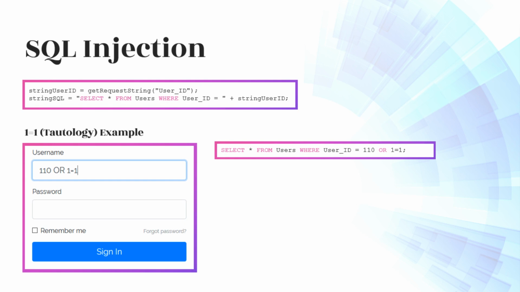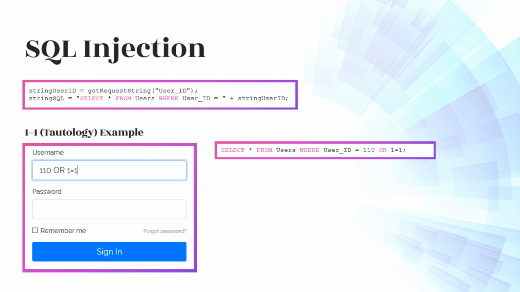The first example here is called the tautology example, in which we try to bypass a certain logical condition by offering a value which is always true in my SQL statement. So here, as an example, I have a statement to query for a certain user ID in order to verify that login username and password. The statement would be select star from users, where user ID is equal to this value.